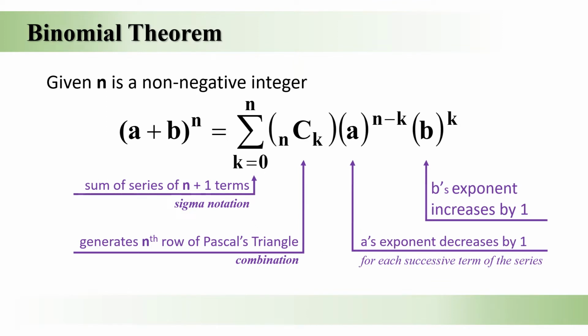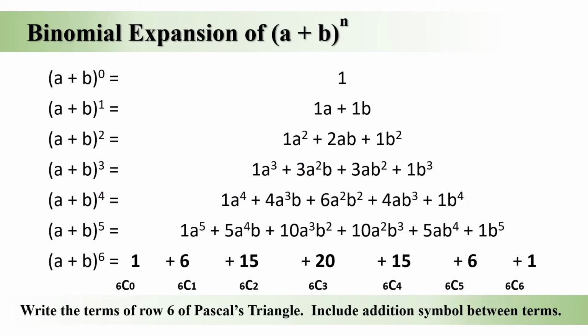A, the value is going to be raised to a power, and it's going to decrease over time as B is raised to a power that will be increasing by 1 each time. Let's return to our problem in which our binomial of A plus B will all be raised to the 6th power. We'll write out the terms of row 6 from Pascal's triangle.